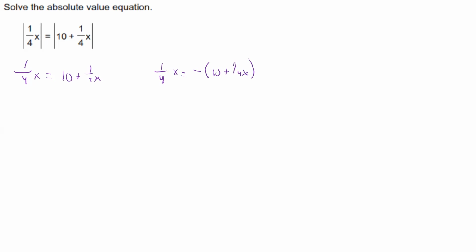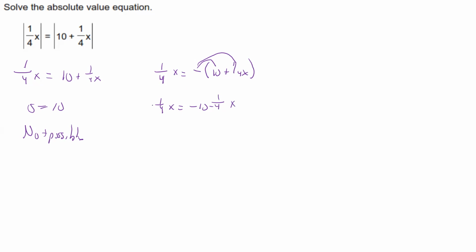All right, so here what we have to do is, if we subtract 1/4 x from here, that gives us 0 equals 10, and so that's not possible. So that one doesn't work. But for this one, we have to distribute that negative here. So 1/4 x equals a negative 10, and then minus 1/4 x.